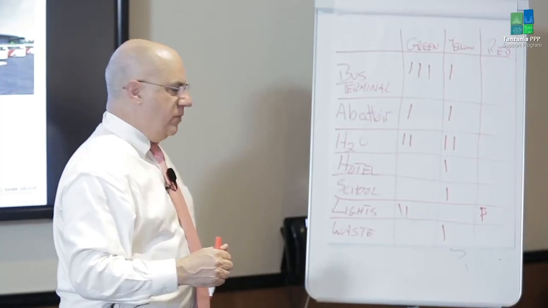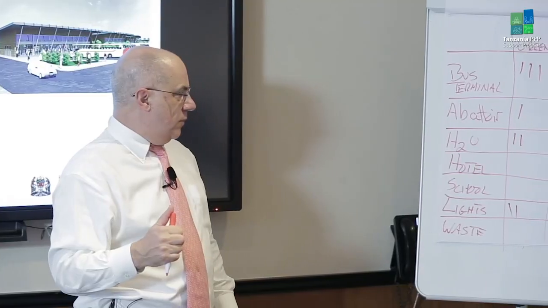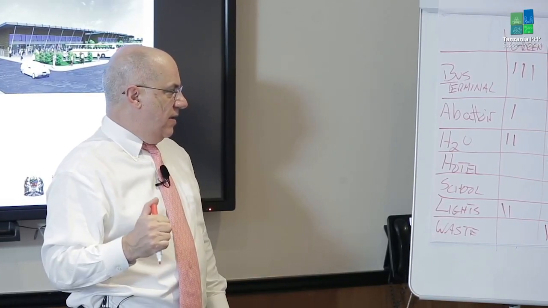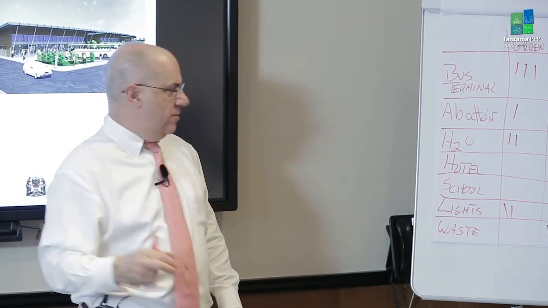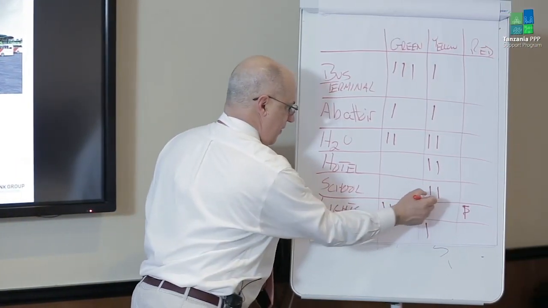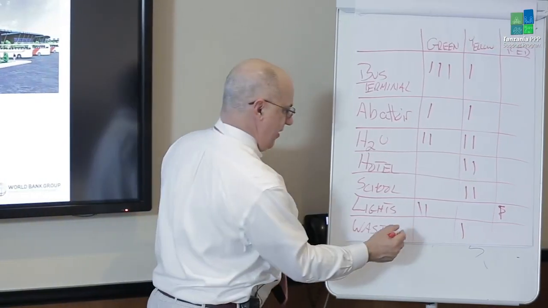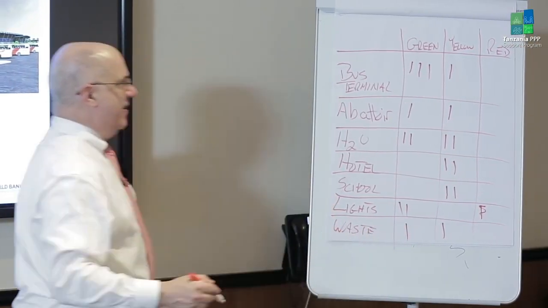So the hotel results, it's yellow. And the next project? The next project is a school. And the result? Is yellow. Okay. And the last project is? Waste. And the result? The color is green. Green, okay. Very good. All right.